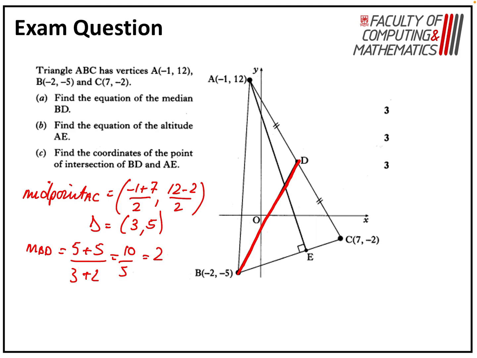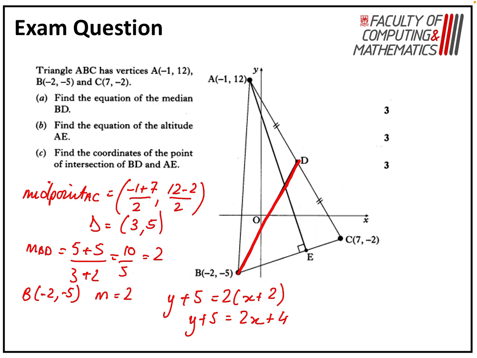I'm then going to use the point B and my gradient of 2. And I'm going to substitute that in. So I've got y plus 5 is equal to 2 bracket x plus 2. So I've got y plus 5 is equal to 2x plus 4. So I've got y is equal to 2x minus 1. I'm going to write that in here.